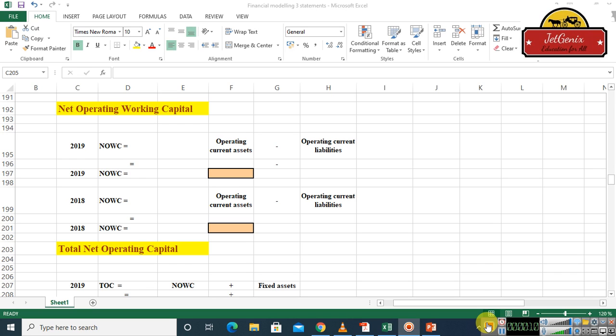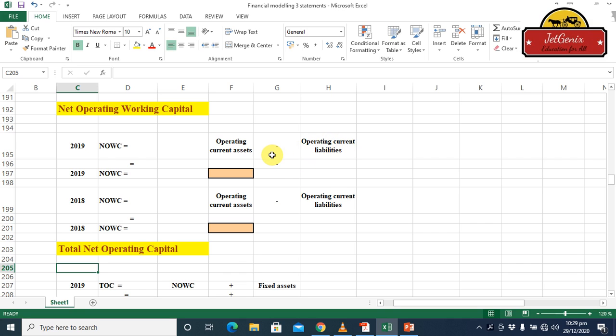Today we are going to calculate some financial ratios from the financial statements which we have developed in our previous videos. The very first ratio we are going to calculate is the net operating working capital. We will calculate it for 2019 and 2018. The net operating working capital is equivalent to operating current assets minus operating current liabilities.